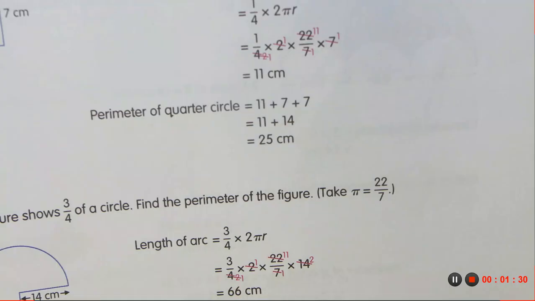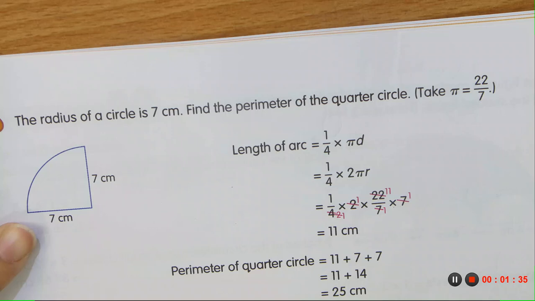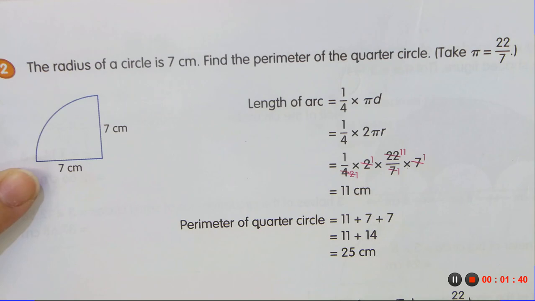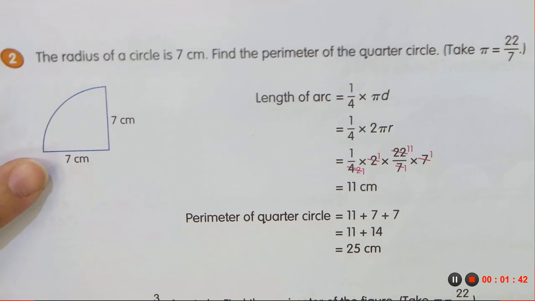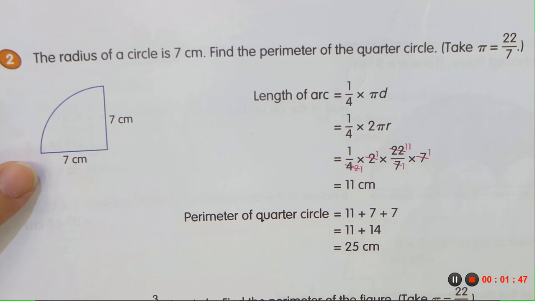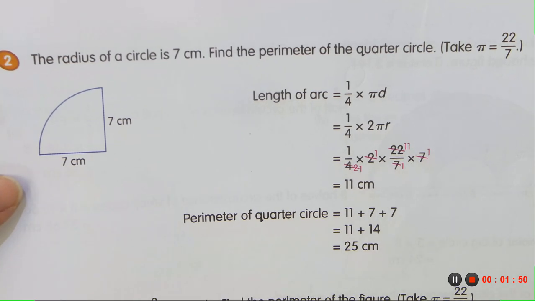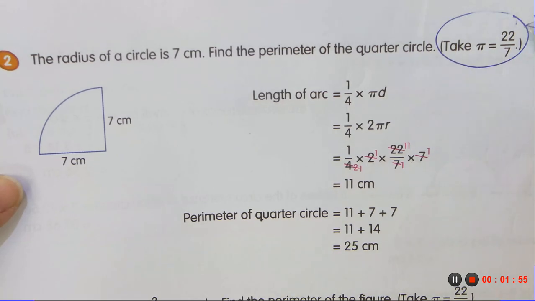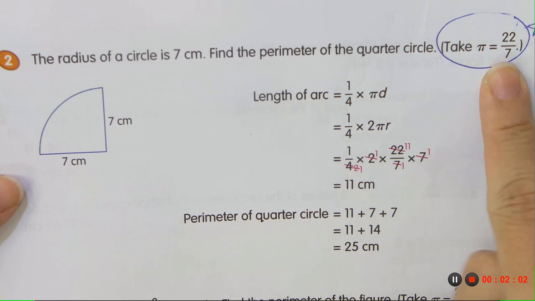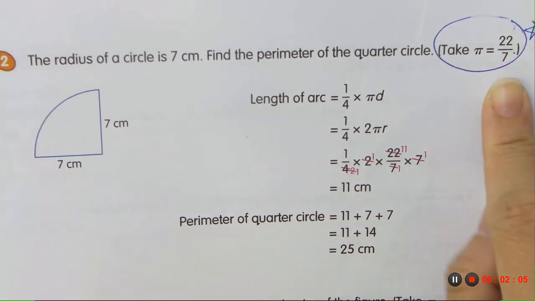Adrian, let's go. Here it says, the radius of a circle is 7 centimeters. Find the perimeter of the quarter circle. Take pi as 22/7. For this question on page 141, what is pi here? Do I press pi on the calculator, 3.14 or 22/7? 22/7. Thank you. So that's the first one. We need to pay attention to pi.